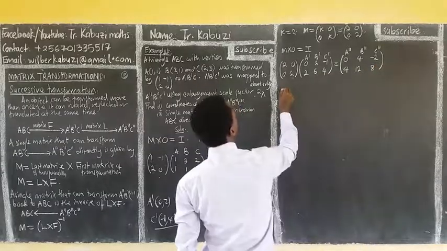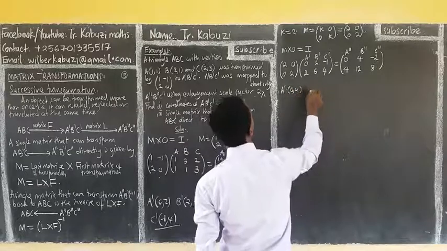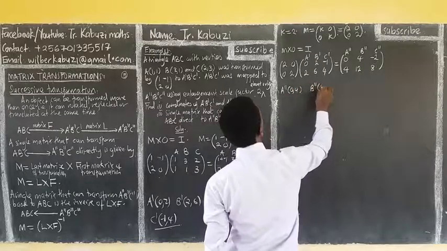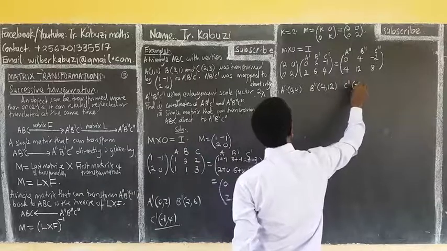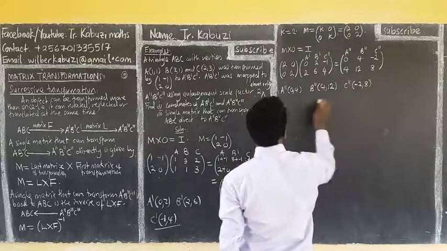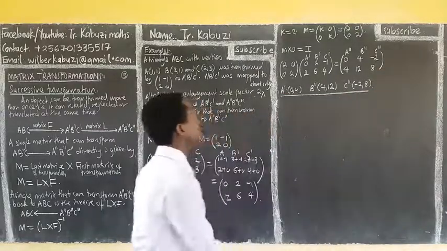Now our coordinates: A double prime is (0, 4), B double prime is (4, 12), then C double prime is (-2, 8). And those are the coordinates.